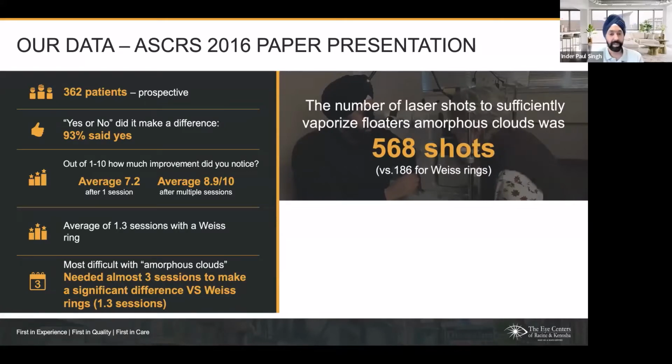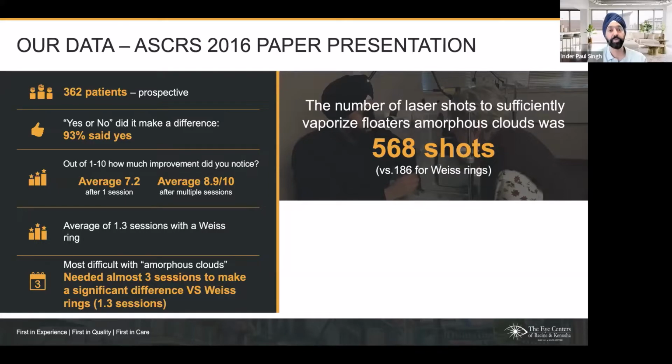And for the last 4 minutes here, I'm just going to share with you some data sets and some pearls on kind of what patients to pick as well. In our data set that we presented at 2016 ASCRS, this is our original 362 patients we did many, many years ago. About 93% of patients said yes, it made a difference. And after one session, about a 70% improvement, about 90% improvement after multiple sessions. Weiss rings took an average of 1.3 sessions. So majority of Weiss ring patients with one session, they're pretty happy. With amorphous clouds, sometimes 3, 4, even 5 sessions.